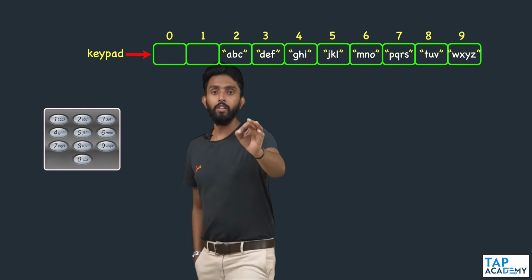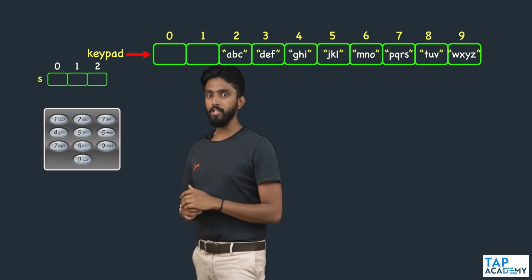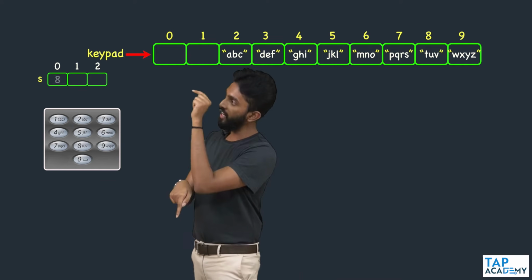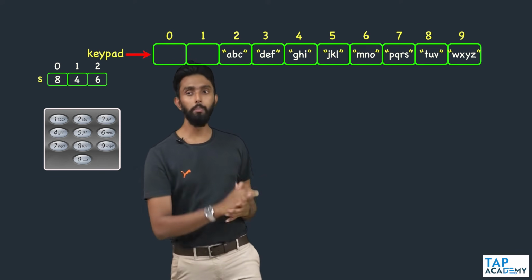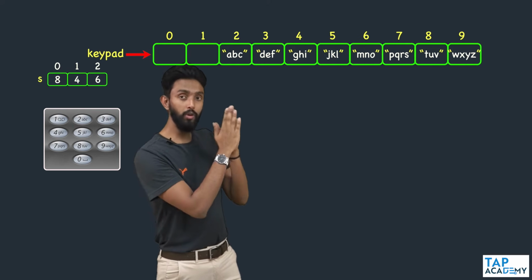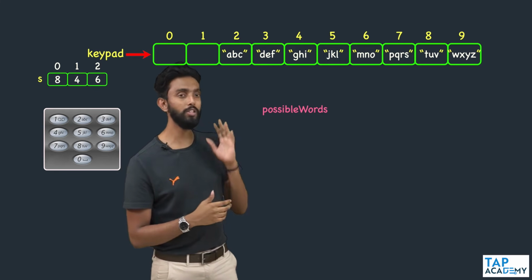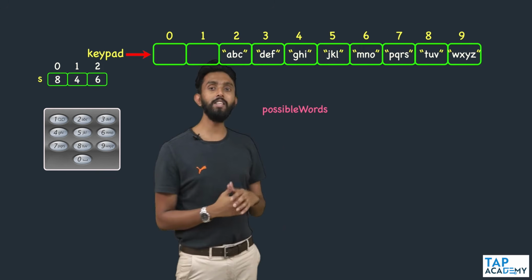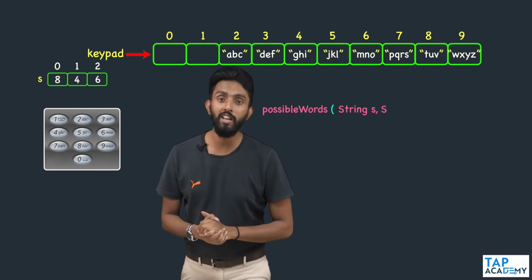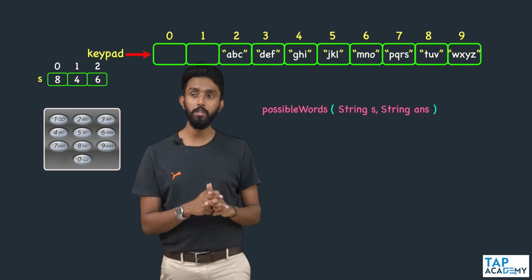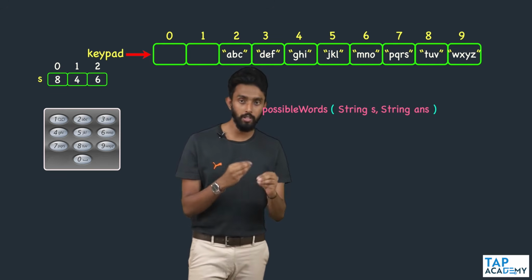Assume that the user gave you a string, say s. The string he gave as input is 8, 4 and 6. Now, you must generate all the combinations. So, for that, I'm going to create a function called possibleWords. Inside that, I will have string s and string answer. These are the two variables. So that s I will be passing, and obviously I also require my answer, right?